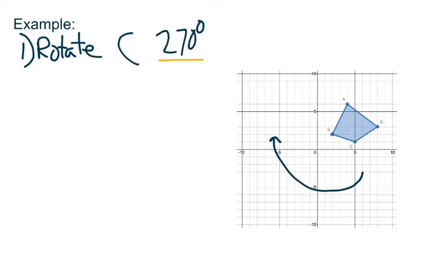So again, I have to think what's going to happen. Well, if I see 270, that means that my X, Y are going to swap places. And I have to think about what sign really changes. Well, over here, all these X values are negative, so this first one should become negative.